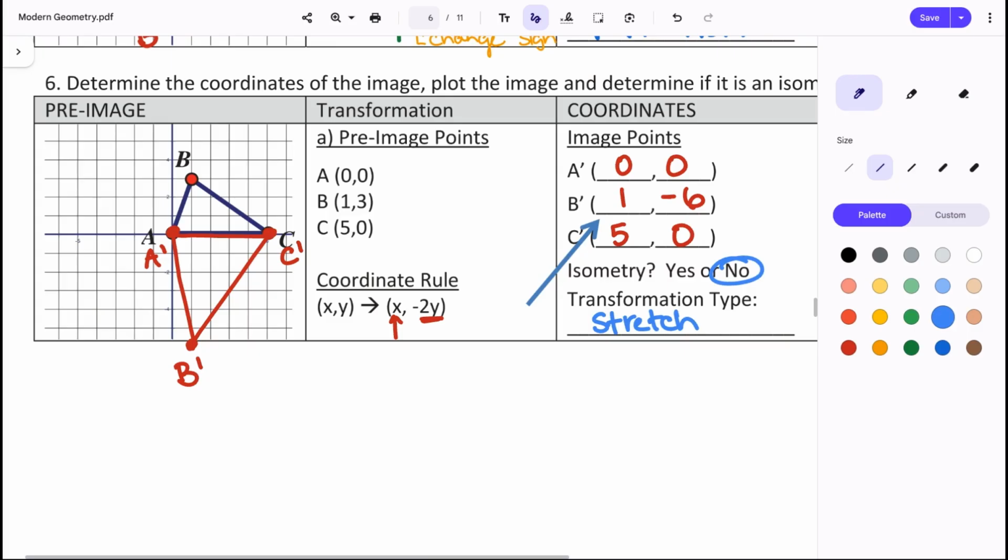So I agree, it is a stretch, but I just want you guys to be able to look at a graph and understand that. Because sometimes kids see stretches, but they write down dilation. You got to make sure it changes shapes or changes size in all directions in order for you to say it's a dilation. Do we have any questions about what we've talked about today?